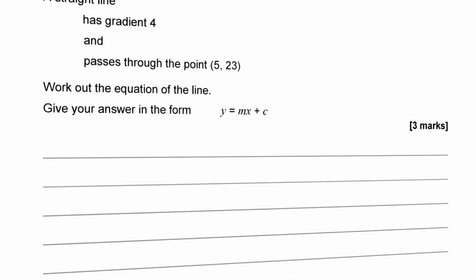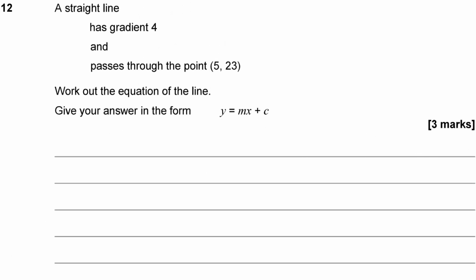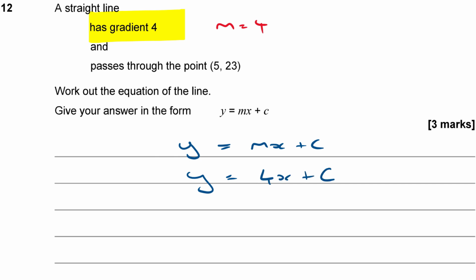A straight line has gradient 4 and passes through the point (5, 23). Work out the equation of the line. Give your answer in the form y equals mx plus c. So we know that the equation of this line is of the form y equals mx plus c, and we're told here that the gradient is equal to 4, and that means m equals 4. So I know the equation already is of the form y equals 4x plus c. So all I really need to do is find c.